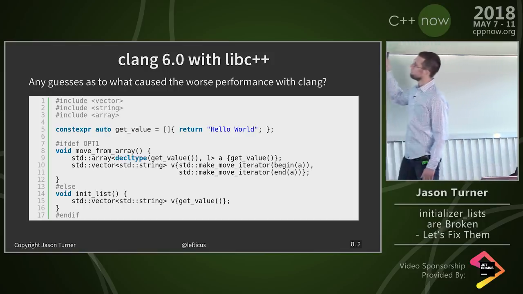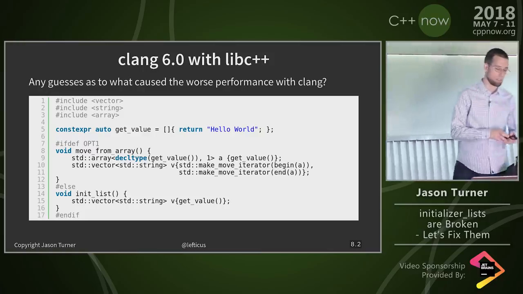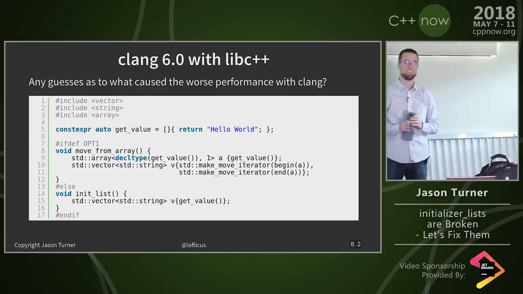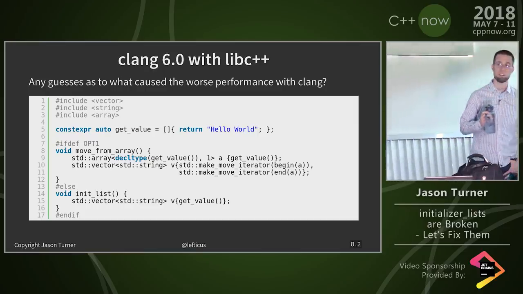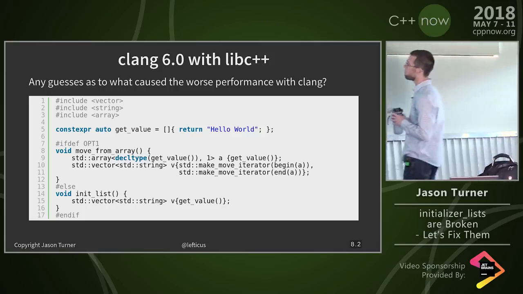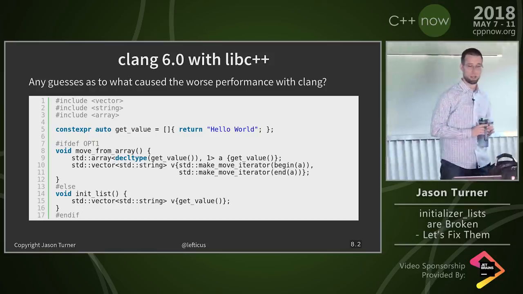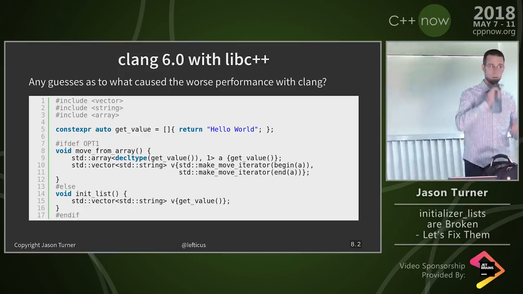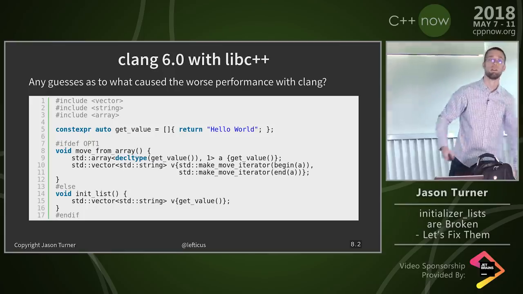All right. This is the breakdown of that specific test that I executed. Does anyone see a potential for how this is different from the initializer list version? We have the initializer list down here on line 14, and on line 8, we have our moved from array that's supposed to be better. This is where things start to get interesting if you have started to fall asleep at this point.